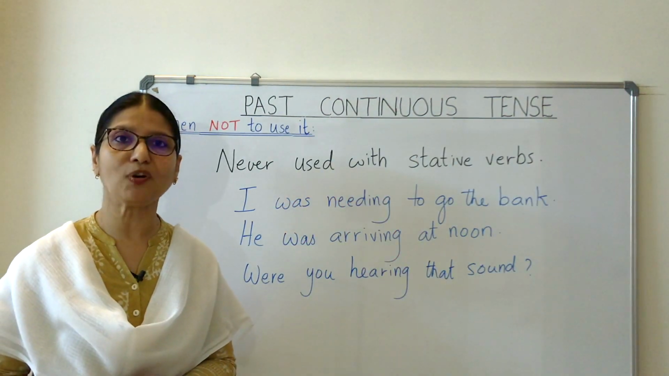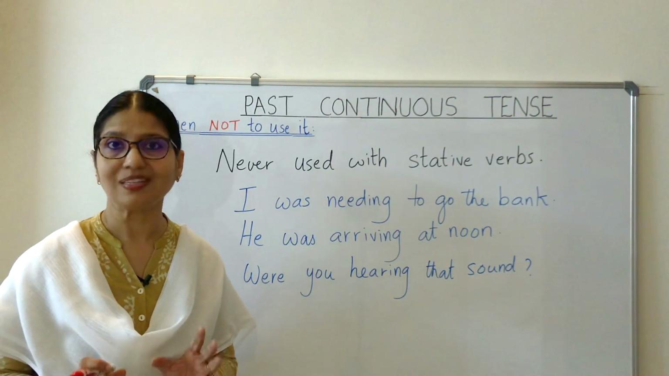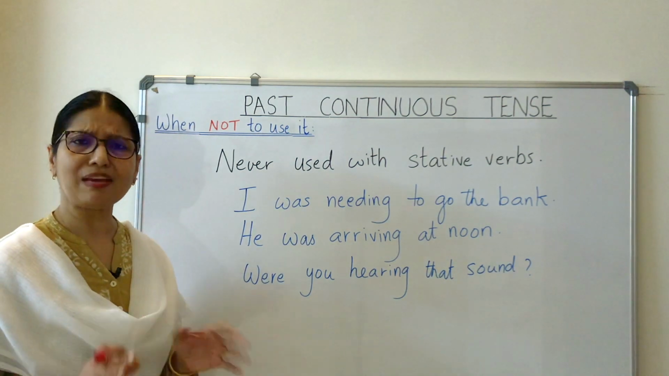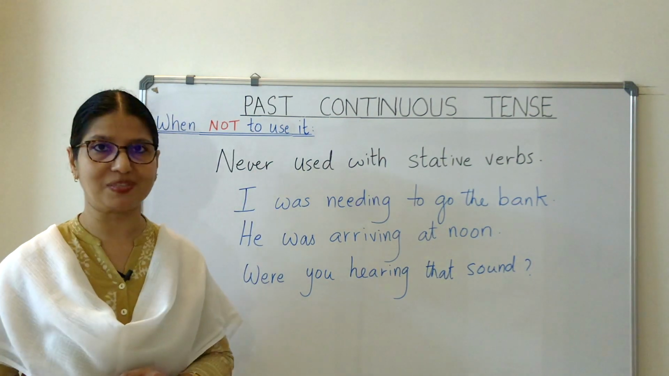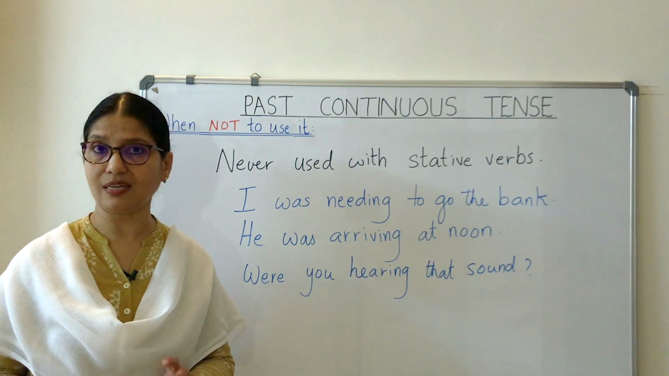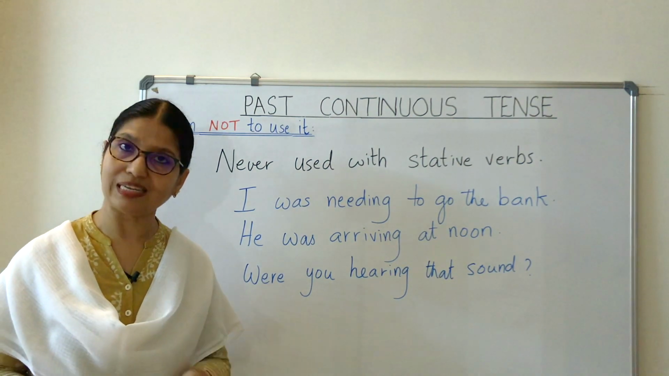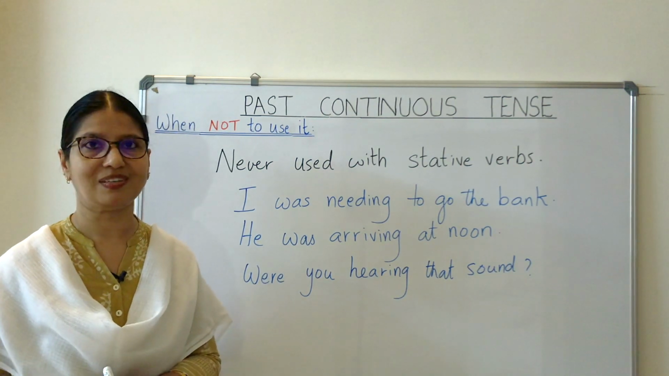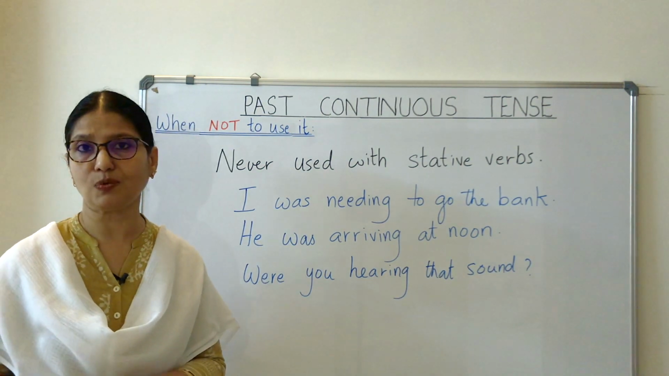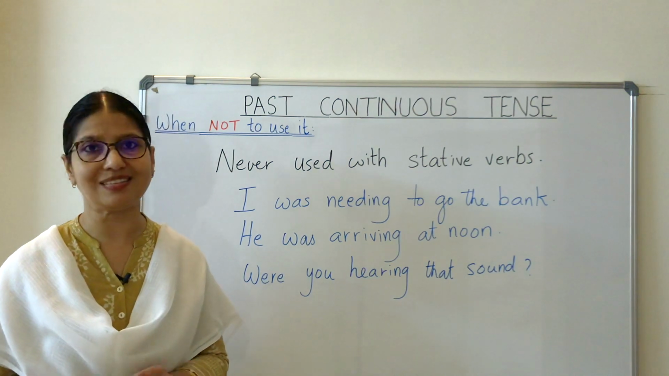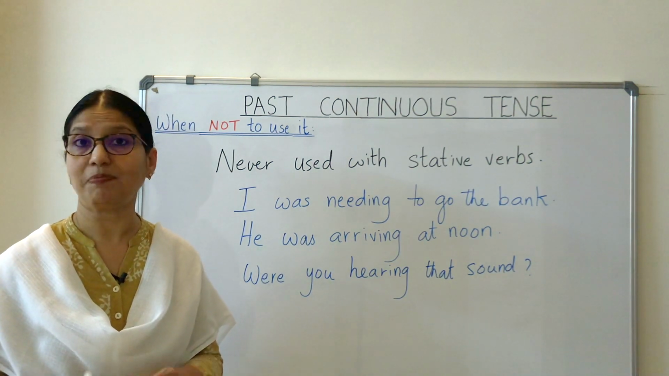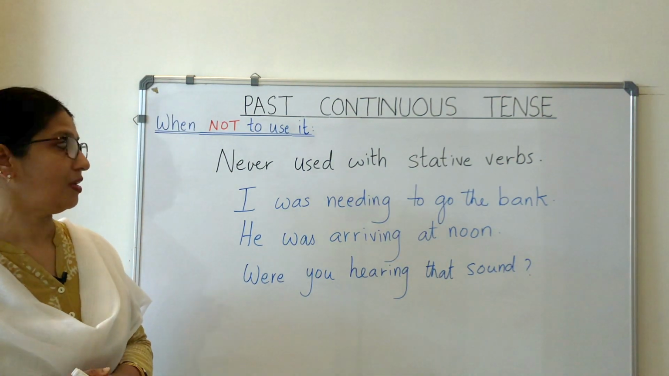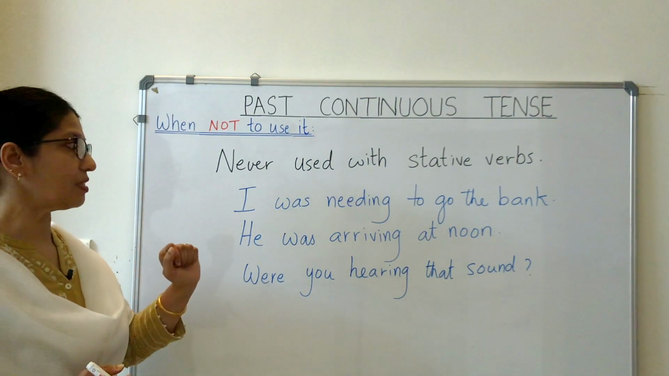It's equally important to know when not to use the past continuous tense. Past continuous tense can never be used with stative verbs. You know that in English there are two kinds of verbs, stative and action verbs, or dynamic and state verbs. So stative verbs are those that refer to feelings, senses, thoughts, opinions, possession, measurement, and so on. So here you have some examples.